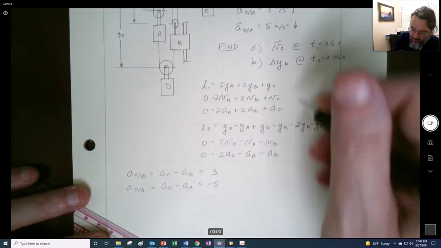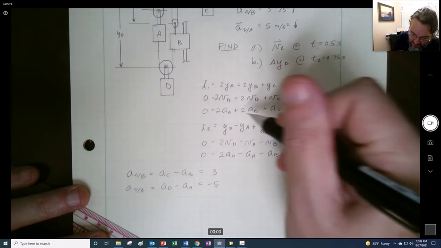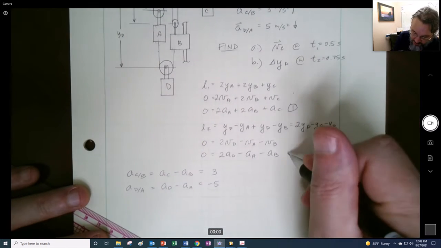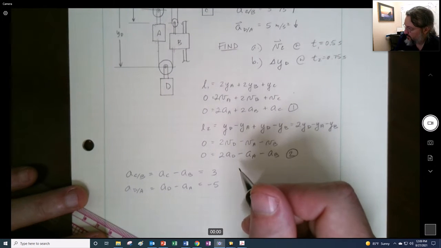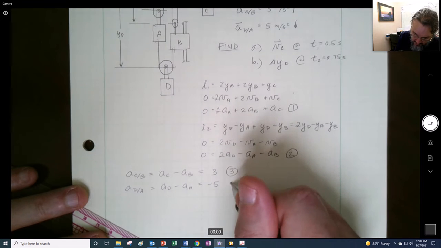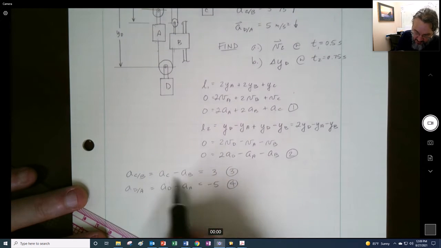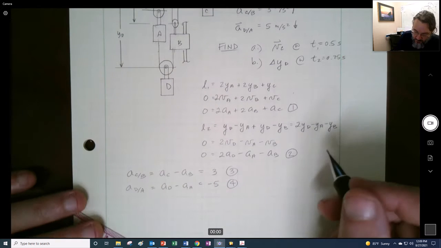Sometimes it helps. Because I had a lot of acceleration things going on, I'm going to call that equation 1, and I'm going to call this equation 2. I'll call this equation 3. And I call this equation 4. And I only mean this part of it right here. I'm ignoring that part right there.